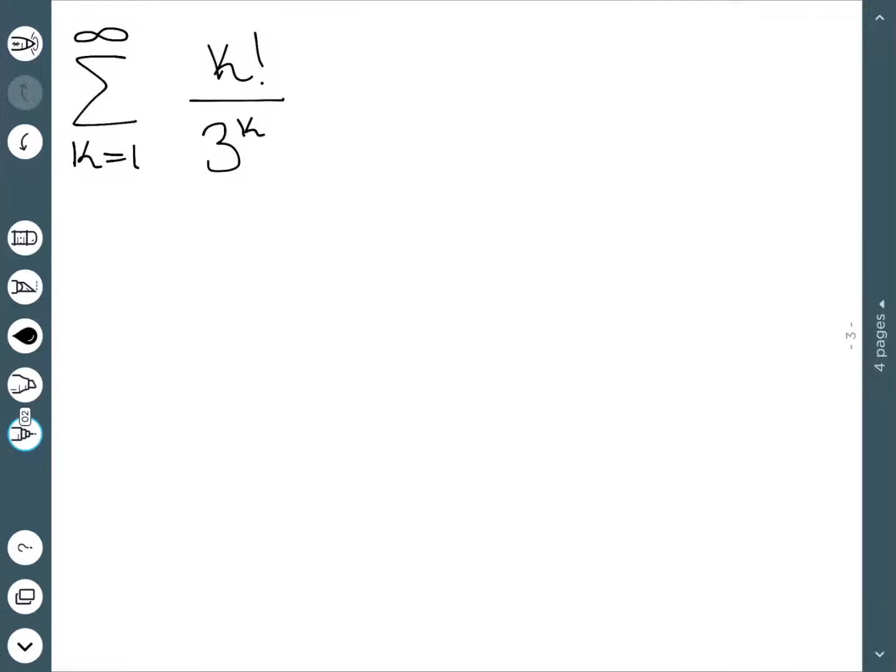Next, we have the sum from 1 to infinity of k factorial over 3^k. And first, as a reminder or maybe new information, what this factorial thing means. It means, for instance, 6 factorial. It multiplies that number by all the numbers less than it. So 6 factorial is 6 times 5 times 4 times 3 times 2 times 1. So it multiplies an integer by all of the positive integers less than that.